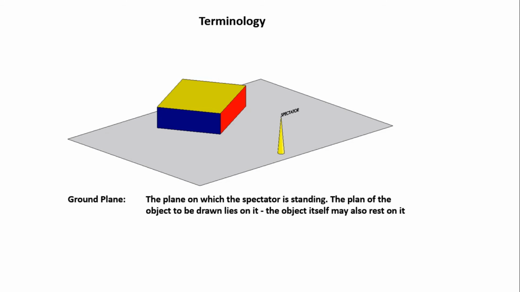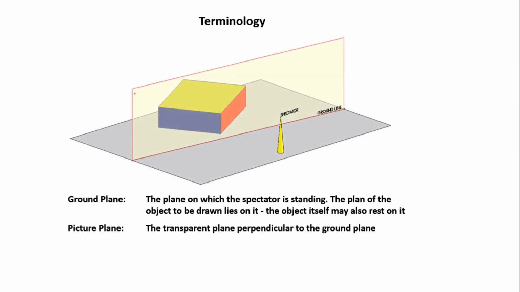In most of the cases, the ground plane is the plane on which the spectator is standing. So the height of the eye of the spectator is measured from the ground plane, and in many cases the ground plane is the plane on which the object of which we have to draw the perspective is also resting.